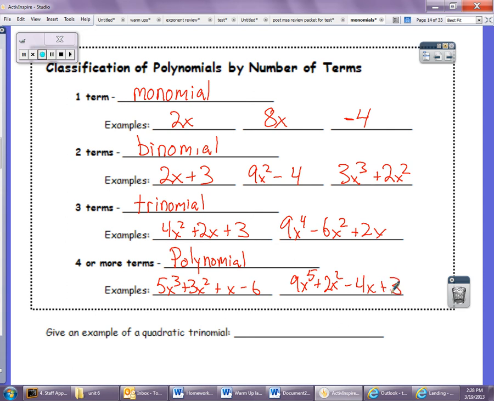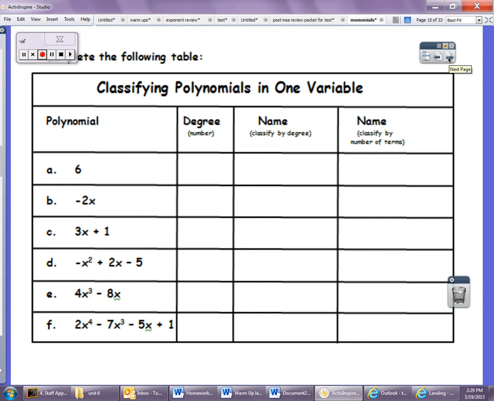Alright, now I'm going to check this tomorrow, so write an example of a quadratic trinomial just to see if you understand this, because your answers are all going to be different. And then classifying these by degrees and names by the number of terms. When we look at this, it's a 0 degree. 0 degree is a constant.